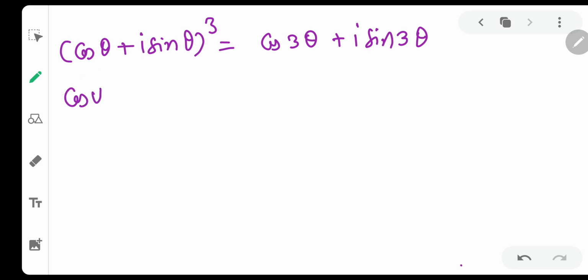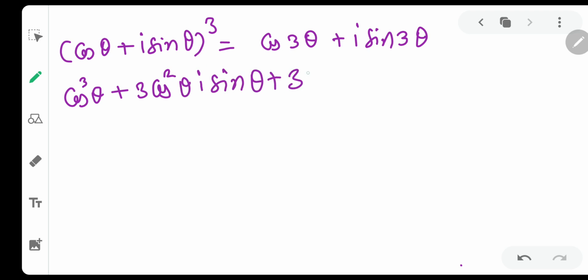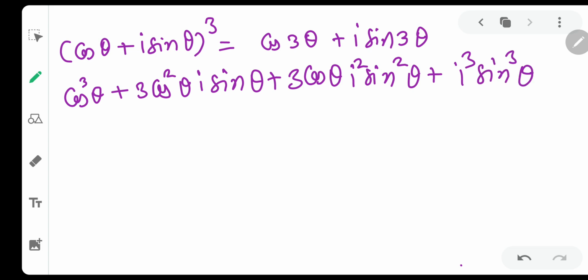So a cube plus 3a square b plus 3ab square plus b cube. Okay, I'm not writing down the RHS. RHS, as we all know, is cos 3 theta plus i sin 3 theta.